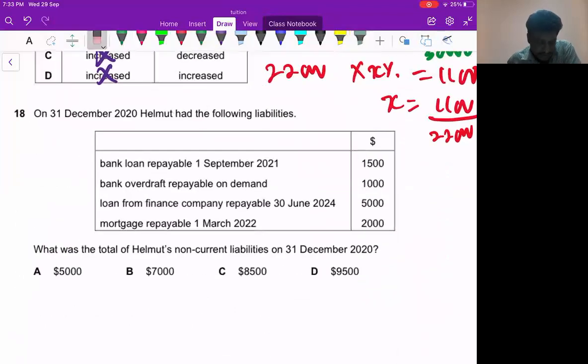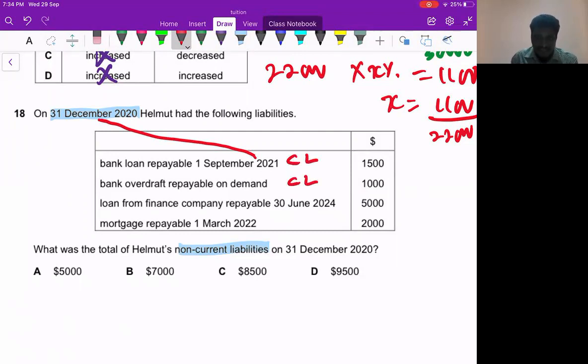Okay, question number 18. On 31st December 2020, Helmut had the following liabilities. What does the question want? They want the total non-current liability. What is today's date? 31st December 2020. The bank loan is repayable on 1st September 2021. Is that less than 1 year or more than 1 year? It's less than 1 year. If less than 1 year, it is current liability. Bank overdraft is always current liability.